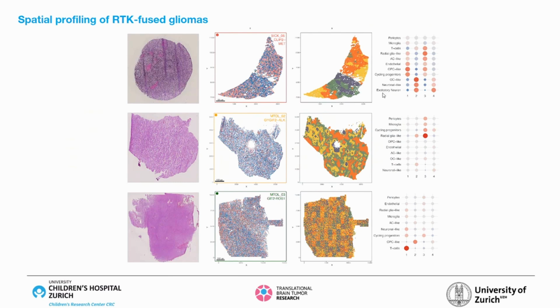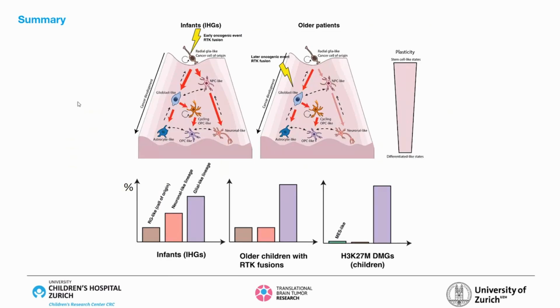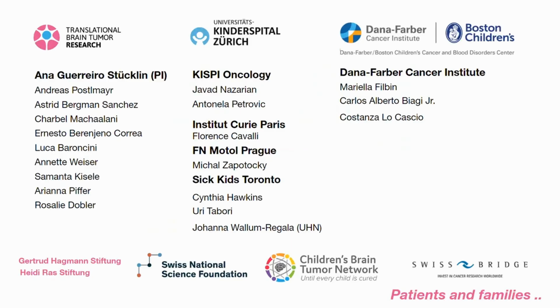But just to summarize, we resolved in infant-type hemispheric gliomas, this very rare patient population, 5 types of cancer cell populations distributed along both the neuronal and the glial developmental lineage, with radioglial-like cells probably being the culprit, the cell of origin, carrying the fusion. In infants, we have more of a bias towards the neuronal lineage compared to older kids. And this maybe could be associated, but we need more data, with better survival. And so this concludes my talk.